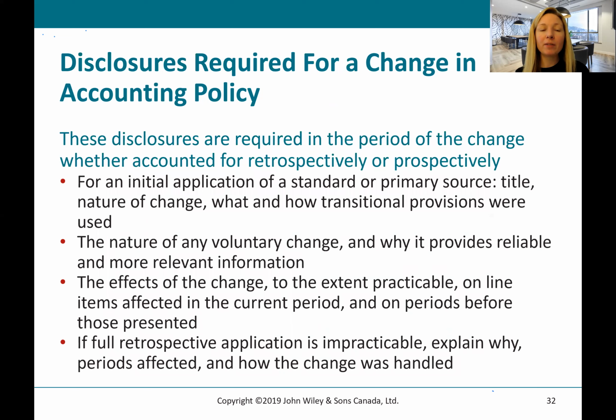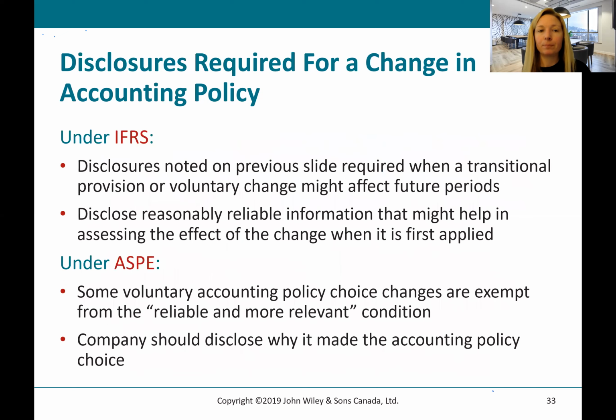Disclosures required for a change in accounting policy. So these disclosures are required in the period of the change, whether accounted for retrospectively or prospectively. So for the initial application of a standard or primary source: the title, the nature of the change, what and how transitional provisions were applied, the nature of any voluntary change and why it provides reliable and more relevant information, the effects of the change to the extent practicable on line items affected in the current period and on periods before those presented, and if full retrospective application is impracticable, why and how it was handled. Under IFRS, we also need the disclosures when a transitional provision or voluntary change might affect future periods, and basically just disclose as much as possible.